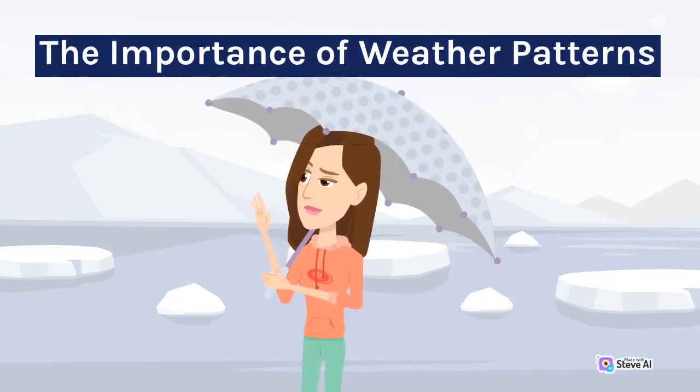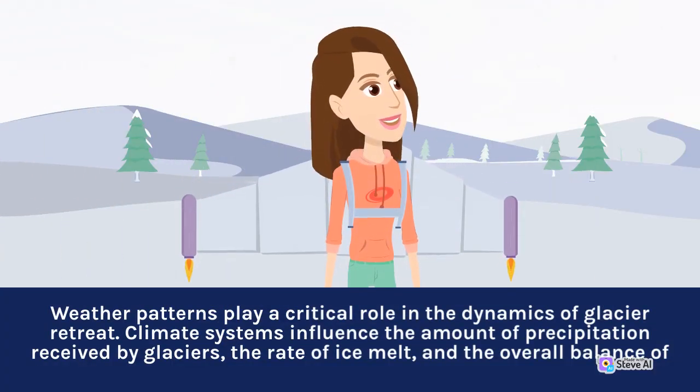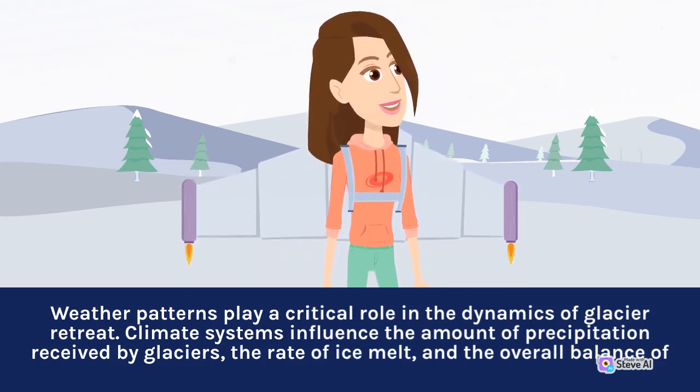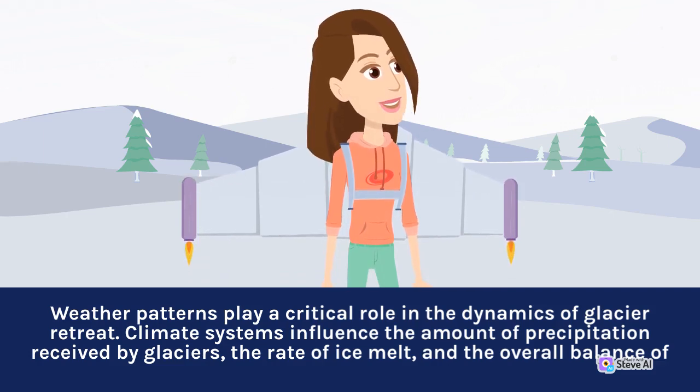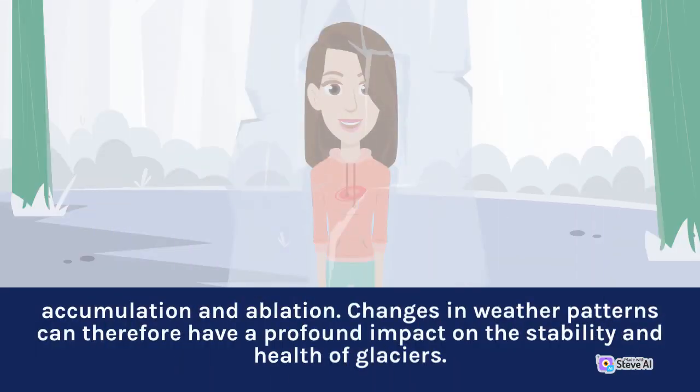The importance of weather patterns. Weather patterns play a critical role in the dynamics of glacier retreat. Climate systems influence the amount of precipitation received by glaciers, the rate of ice melt, and the overall balance of accumulation and ablation. Changes in weather patterns can therefore have a profound impact on the stability and health of glaciers.